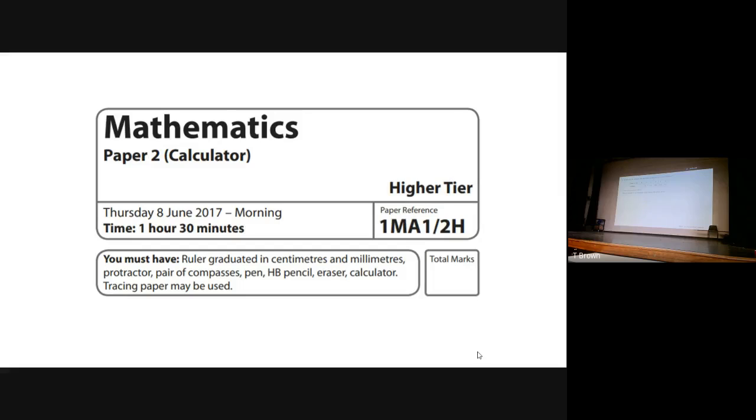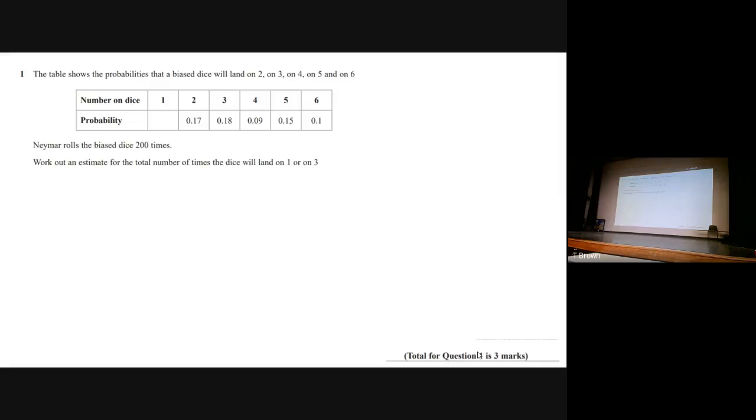Okay, welcome back to the show. We're now on paper 2, and here's our first question. The table shows the probability that a biased dice will land on 2, on 3, on 4, on 5, and on 6. So we've got our probability there given to us for that biased dice. The biased dice means it's unfair.